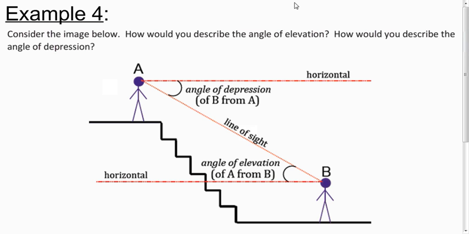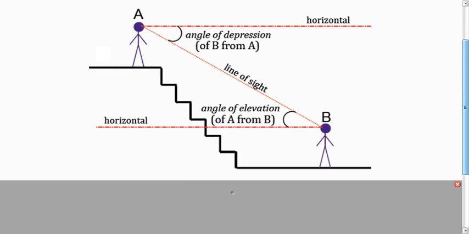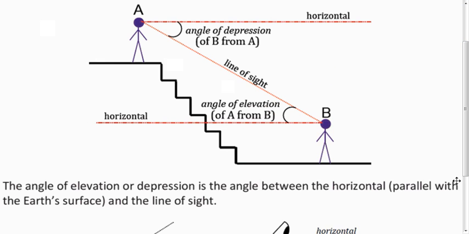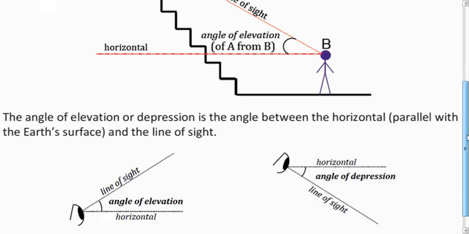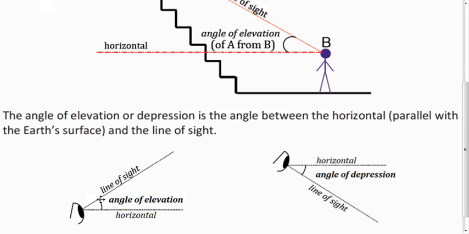So how would you describe these two different types of angles? How would you define them? Well, in each case, you're looking at the angle between a horizontal line, horizontal to the Earth's surface, and the line of sight where the person's looking. An angle of elevation is when you're looking above that horizontal line. And an angle of depression is when you're looking below a horizontal line.